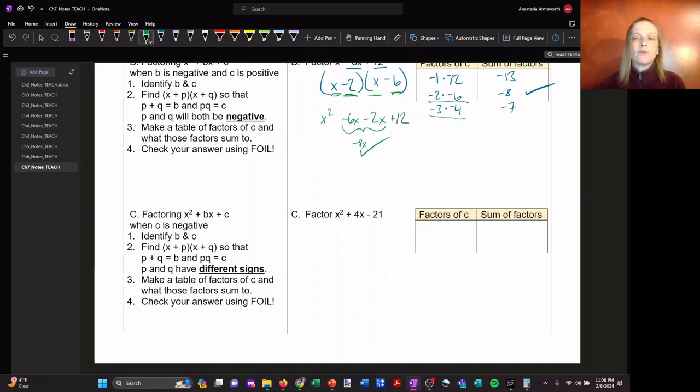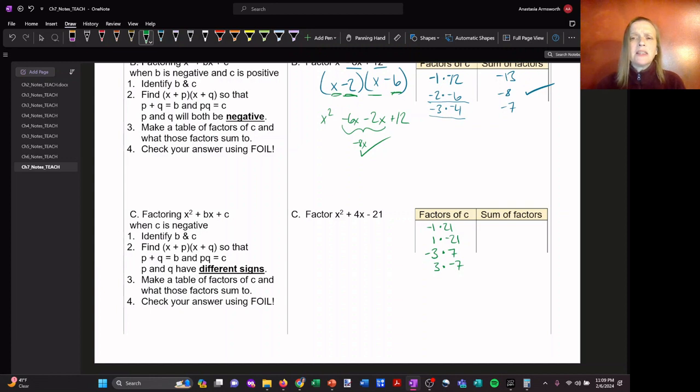So what are the factors of negative 21? We need to get that negative number. So we could multiply negative 1 times 21, or we could multiply positive 1 times negative 21. Both of those are possibilities. 21 is not divisible by 2, but it is divisible by 3. I could have negative 3 times 7, or I could have positive 3 times negative 7.